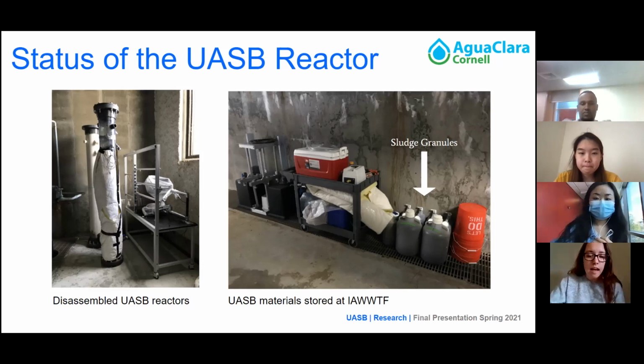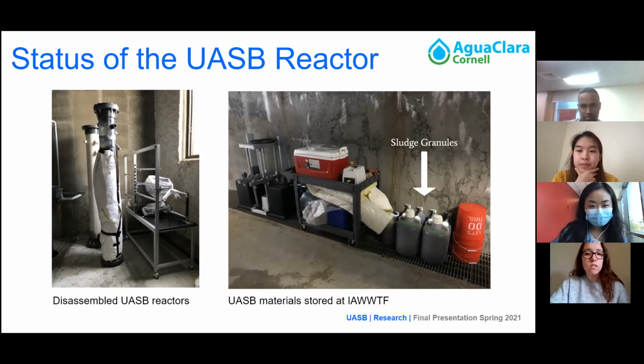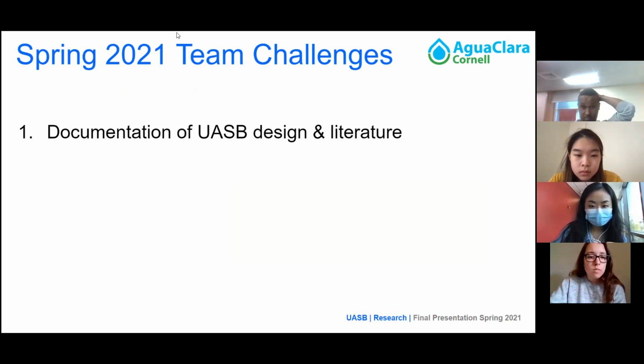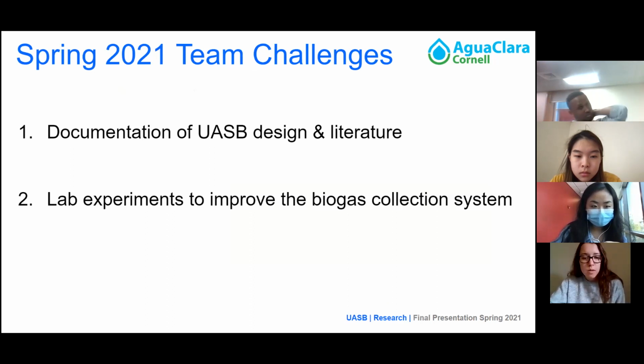We're hoping to regain access to the wastewater plant next semester, fall 2021, in order to continue our research. Until then, we're focusing on two main goals. The first is documentation of UASB design and literature, and the second is lab experiments to improve the biogas collection system.